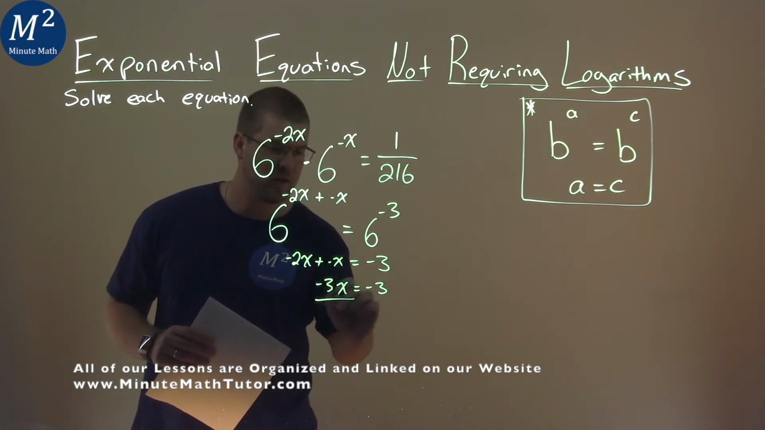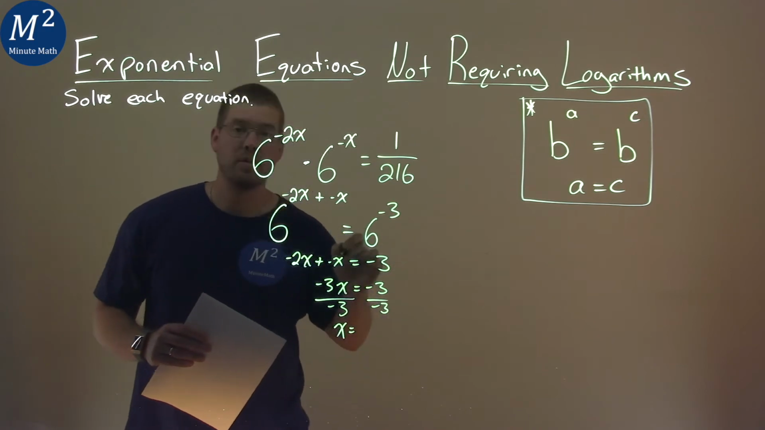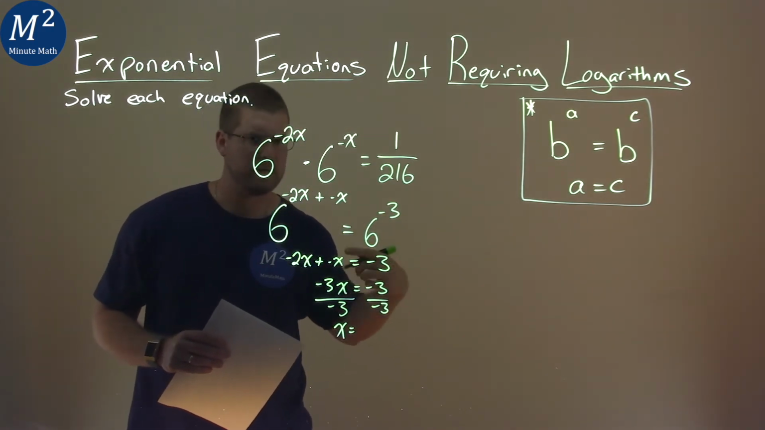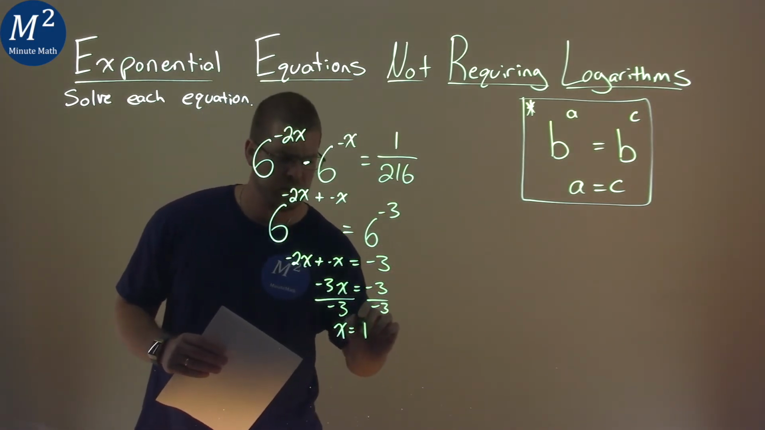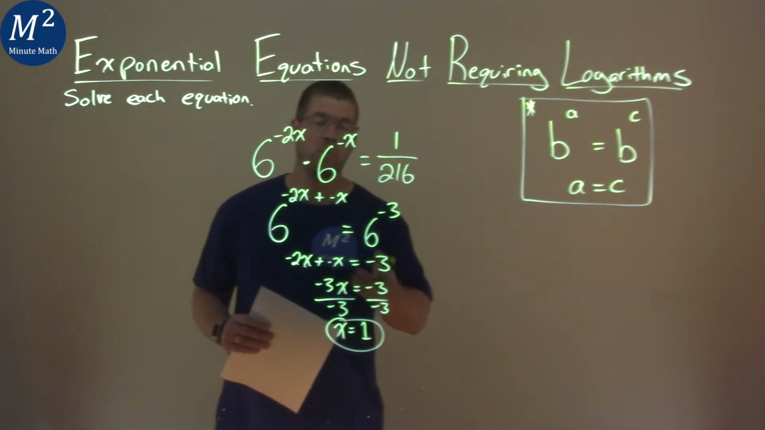Solving for x, divide both sides by a negative 3. And x equals negative 3 divided by negative 3, which is a positive 1. And so my final answer here is x equals a positive 1.